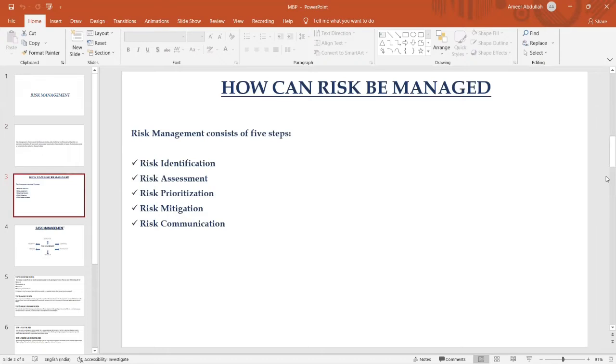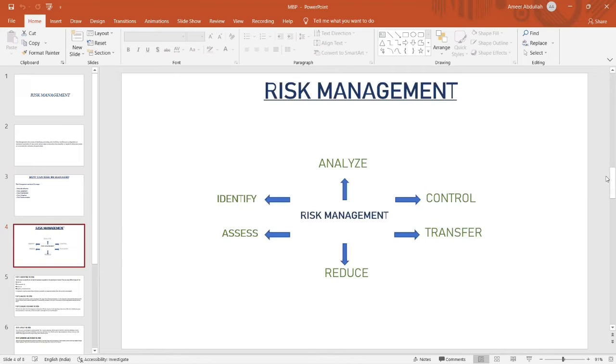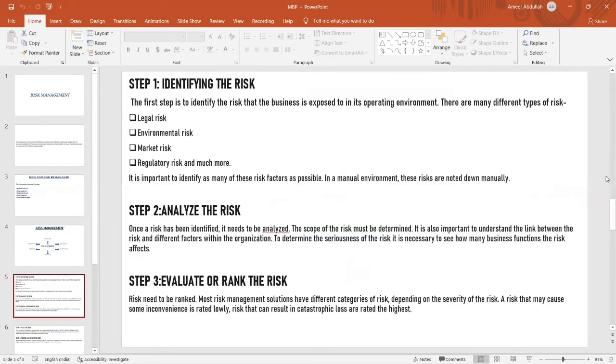How can this be managed? Risk management consists of 5 steps: risk identification, risk assessment, risk prioritization, risk mitigation, and last one, risk communication. We can manage risk in 6 ways: identify, analyze, control, transfer, then reduce, and assess. Now we can go through each one of them. First step is identify the risk.